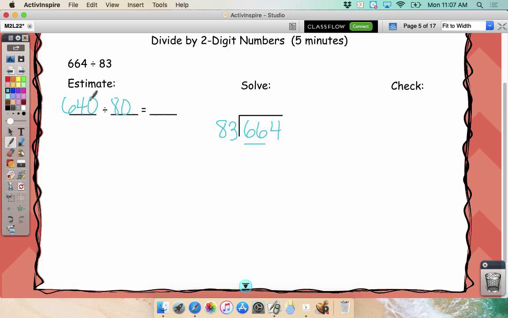Yeah. Okay. All right. We're not messing around and playing with highlighters. So now I'm going to do this math. What's 64 divided by 8? 8. Okay, so we're going to try an 8. What are we going to take times 8? 83 times 8. Everybody do the math.